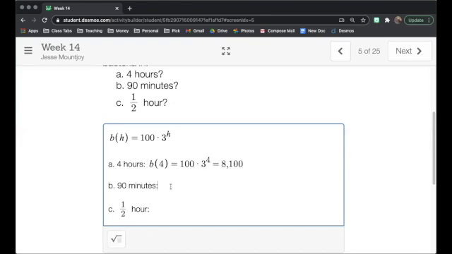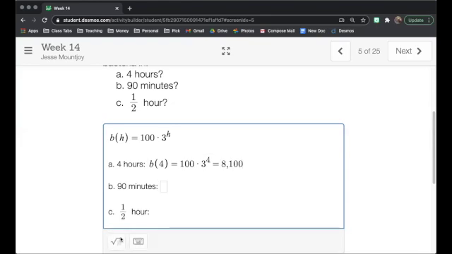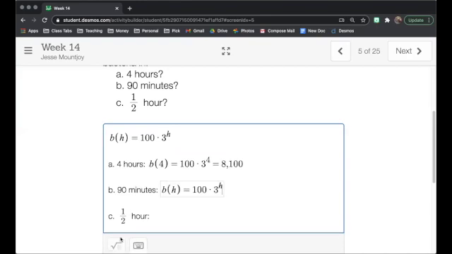So, well, what would it be after 90 minutes? Okay, so remember our function is in terms of hours. So when I plug in h here, I need to plug it in according to hours. So how many hours is 90 minutes? Well, 60 minutes is 1 hour. So 90 minutes is 1.5 hours. So that is the number I'm plugging into my function, 1.5.